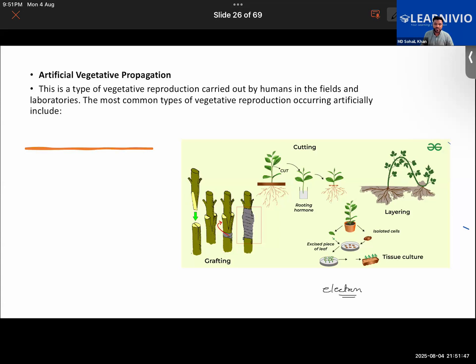Getting it, guys? So we will learn about the advantages of artificial vegetative propagation. I've also heard that with artificial vegetative propagation we can plant plants without using soil. That is not always true. In some cases, like in tissue culture, that is true, but somewhere you will be needing the soil.